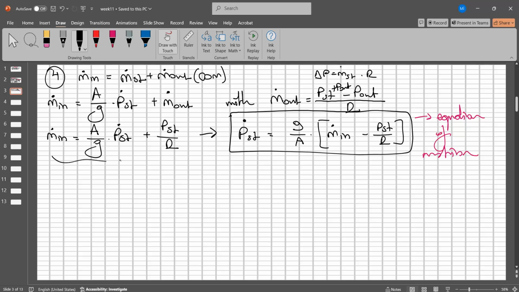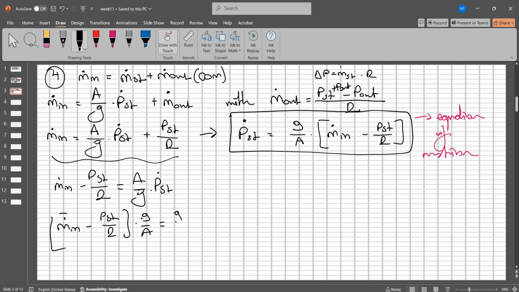Just see. In order to collect this equation, M in dot minus PST divided by R is equal to A divided by G times PST dot, right? And so if you multiply by GA, M in dot minus PST divided by R, AGA is equal to GA times AG times PST, and so this removes, this removes, this removes, and we get this equation. Okay? Any question?